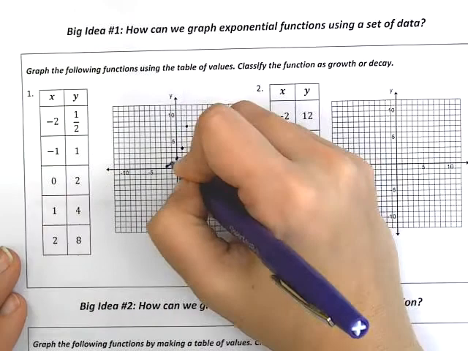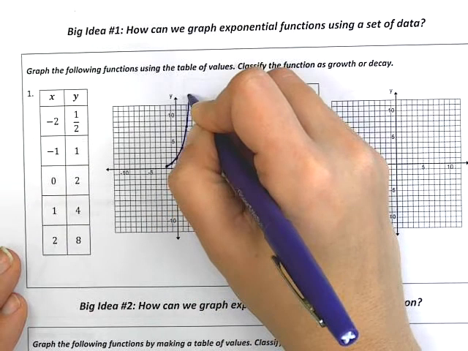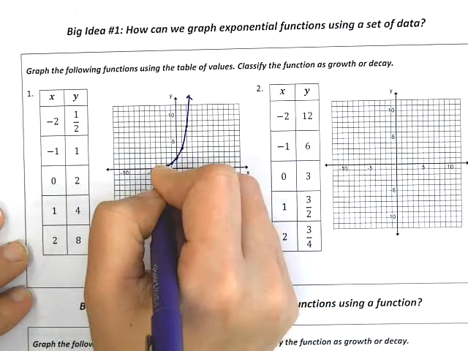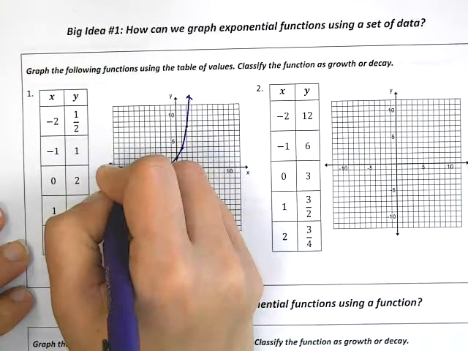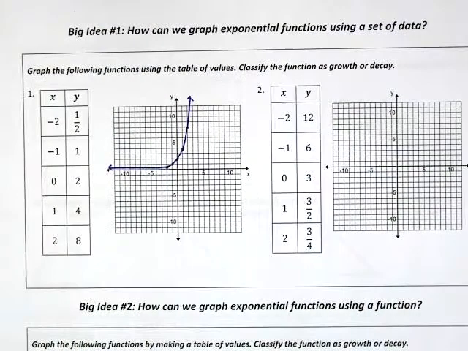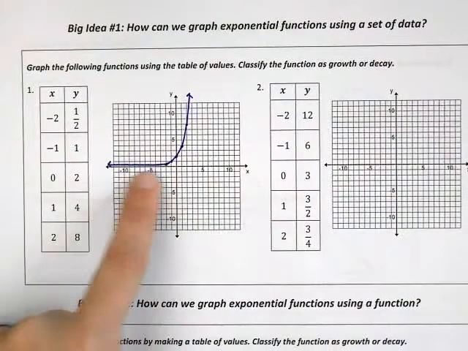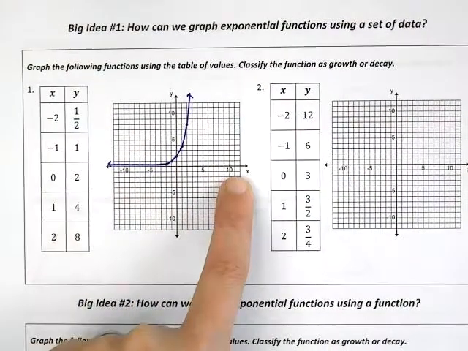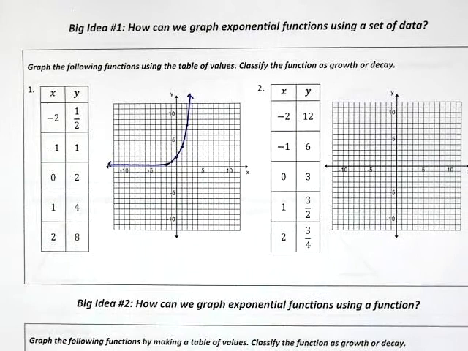So when we draw an exponential graph, I like to say that it looks like an airplane taking off. It's very close to the ground and then it takes off into the sky. Now it's never going to hit the ground. We're getting closer and closer to 0, but it's never going to touch.